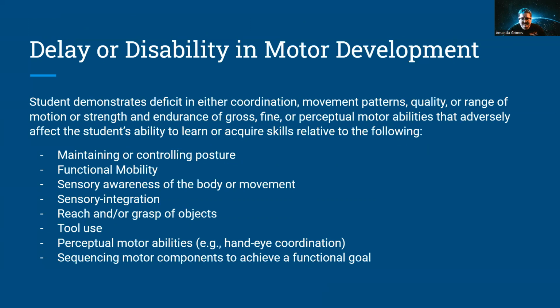There's delay in disability in motor development, which is the gross and fine motor skills, as well as proprioception, or the body's awareness of where it is in space and what it's doing. So this covers things from just maintaining an upright posture to walking to how our fingers function and move and our dexterity with that would be the fine motor skills and our ability to grasp objects and use tools.